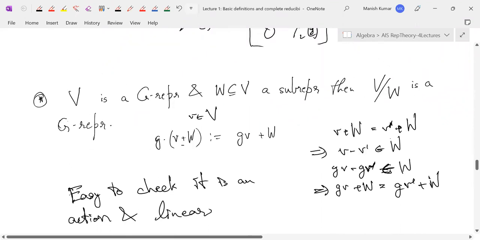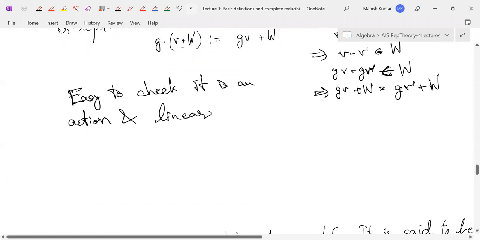So of course, if you are given a matrix for G in terms of a basis of W extended to a basis of V, then it will be easy. But if you are given a matrix of G with respect to some arbitrary basis of V, then getting a corresponding basis for V mod W is not so easy.